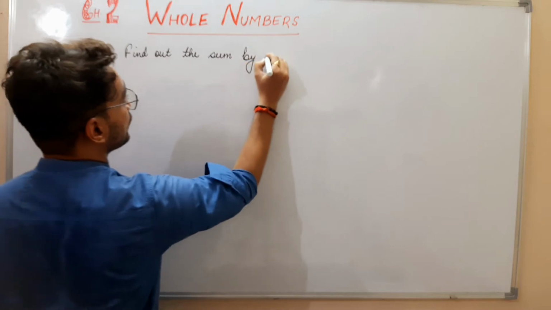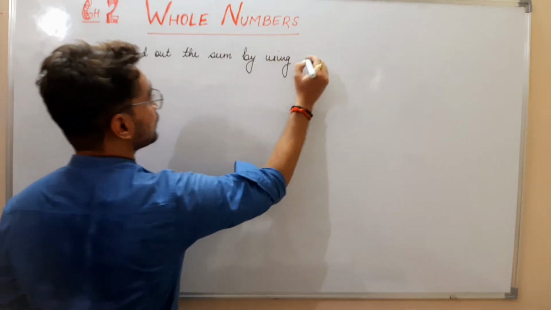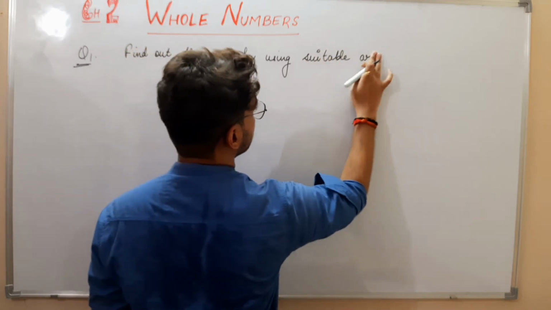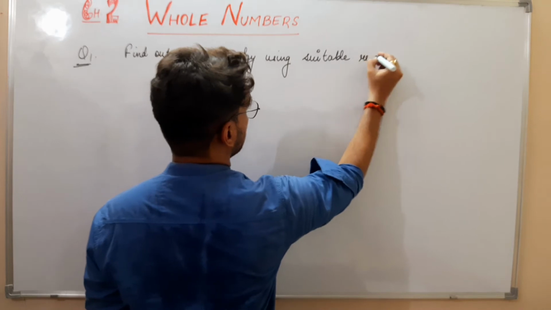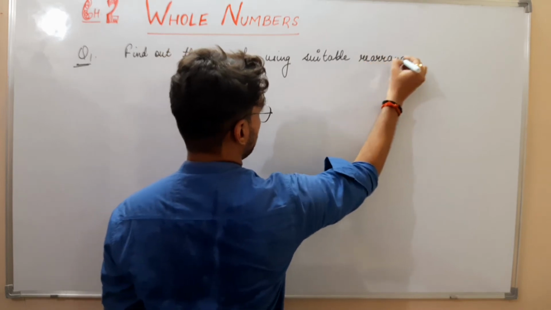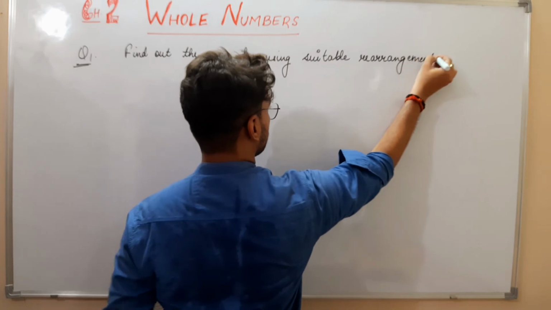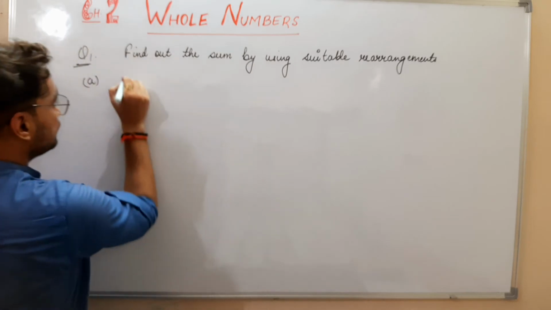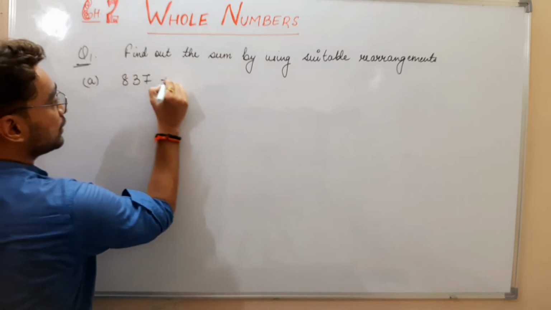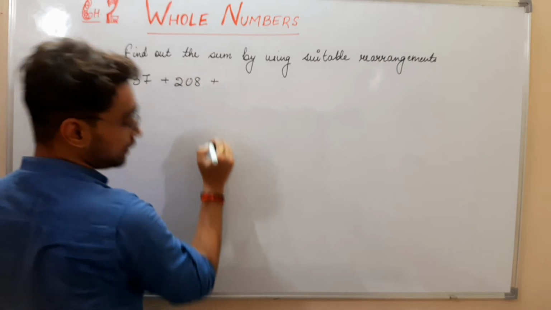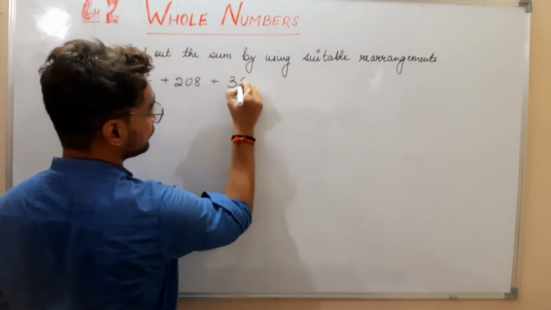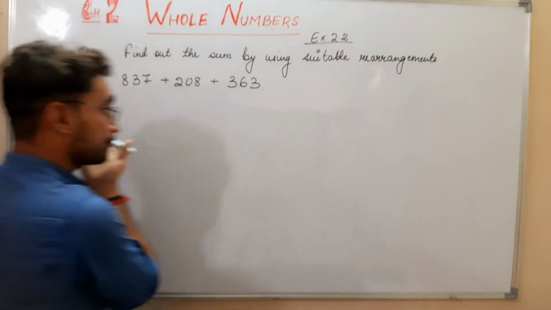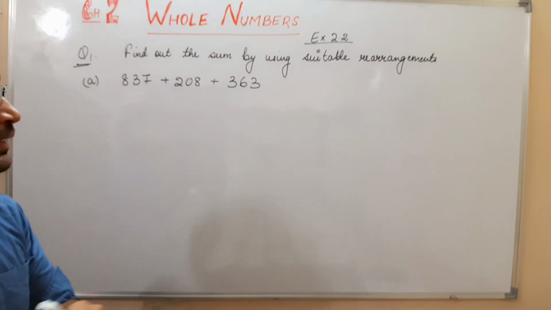by using suitable rearrangement. Okay, first part is 837 plus 208 plus 363. It is exercise number 2.2. Okay. So what I need to do is a suitable arrangement.